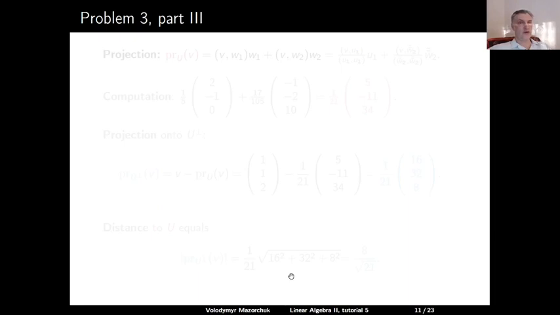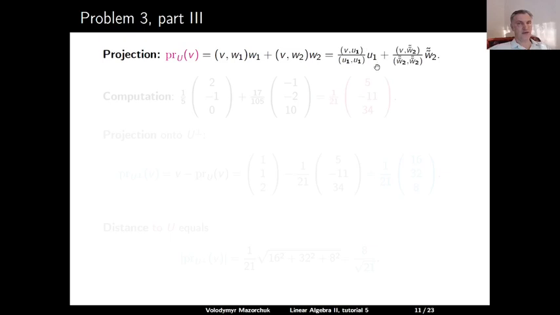Now when we have an orthonormal basis in U, we can find the projection of any element in our space onto U directly using the formula. So the projection of the vector v onto U is a linear combination of w1 and w2, where the coefficient for w1 is a scalar product between v and w1, and the coefficient for w2 is a scalar product between v and w2. So now we use that w1 is u1 divided by its length.